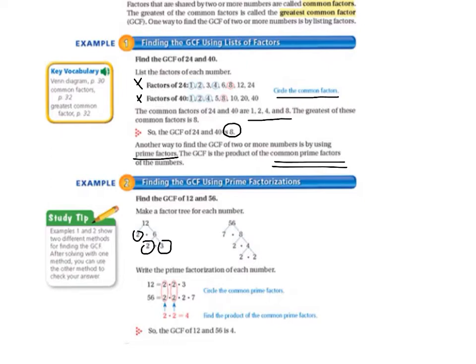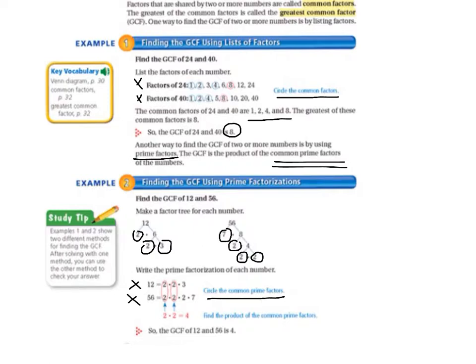And then we're going to go ahead and factor 56. 7 times 8 is 56. We know that 7 is prime. 8 is not prime. 2 times 4 is 8, so we can circle 2 because it's prime. 4 is not. 2 times 2 is 4. So the prime factorization for each number looks like this. 12's prime factorization is 2 times 2 times 3. And 56's prime factorization is 2 times 2 times 2 times 7.